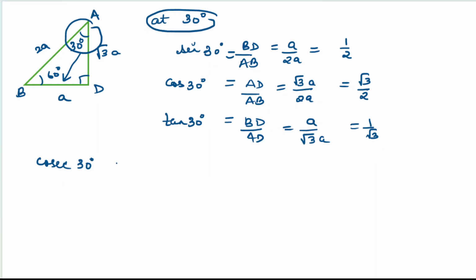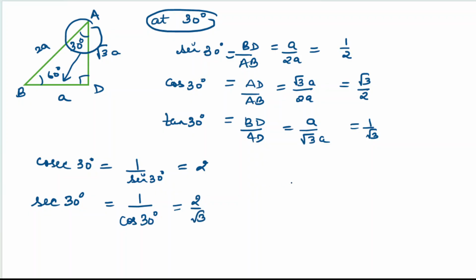Cosec 30 degree is just the reciprocal of sine 30 degree. So you will get the value 2. What is your sec 30 degree? It is the reciprocal of cos 30 degree. So you will get 2 by root 3. And cot 30 degree you will easily get, which is 1 by tan 30 degree, which is equal to root 3. So in this way we can calculate the values of trigonometric ratios at 30 degree. Similarly, we will get the trigonometric ratios at 60 degree.